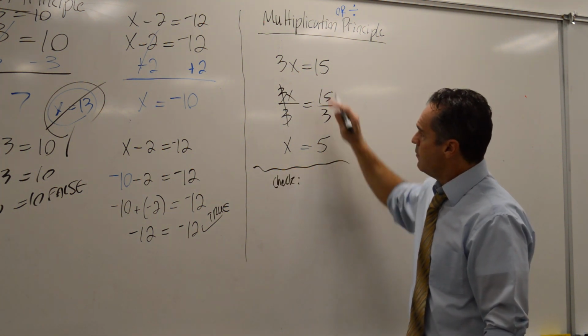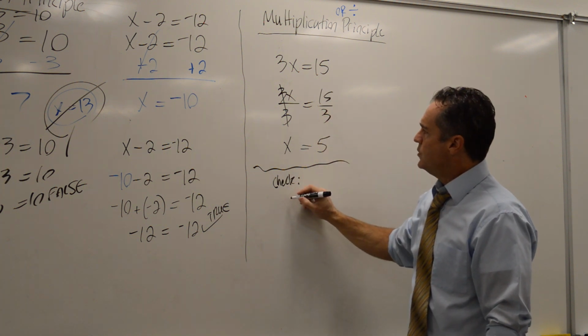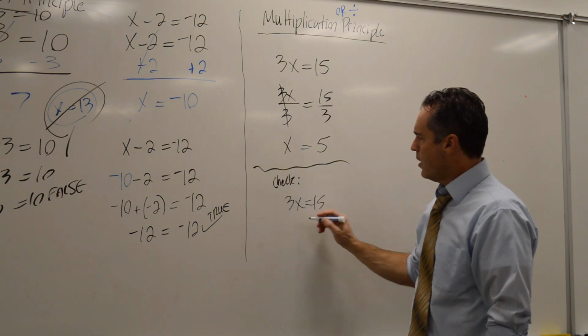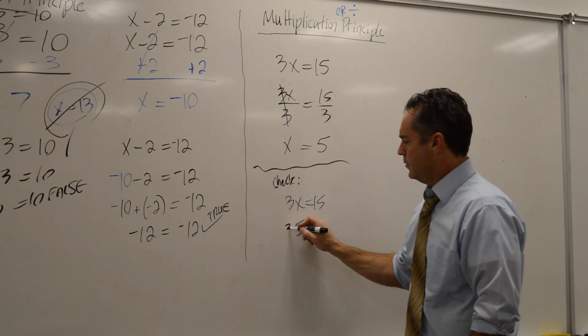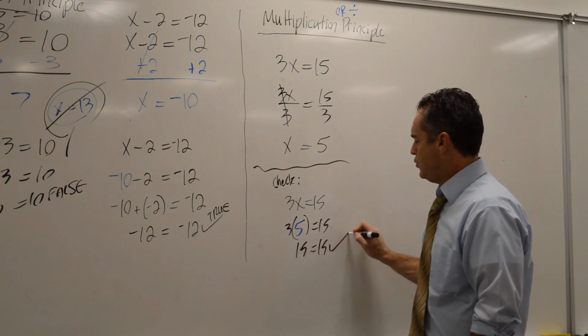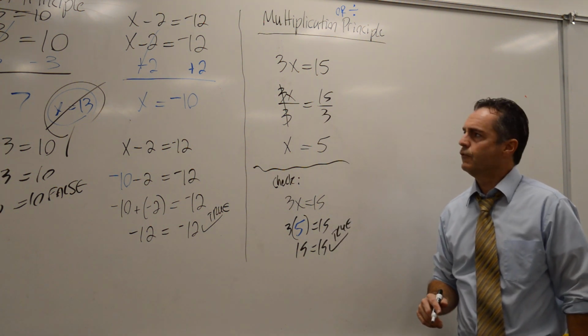So on our homework tonight, we would show these steps just like this. Then we would write check. And then we would say, all right, 3x equals 15 is my original equation. Wherever there's an x, I now know it equals 5. So I'll have 3 times 5 equals 15. Indeed, 15 equals 15. Check. That is true. And so that makes my answer a true answer.